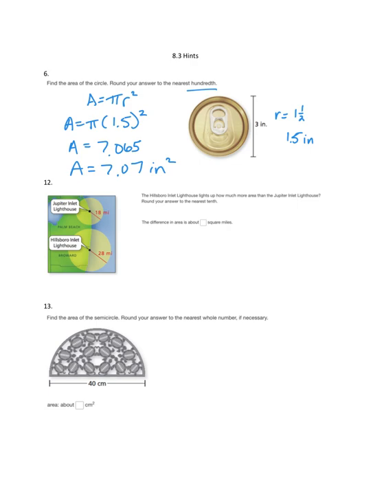So just pay careful attention to what they say to round to. Some of them say to round to the 10th or to the whole number. So for each problem, take a look at what it says to round to and round appropriately.